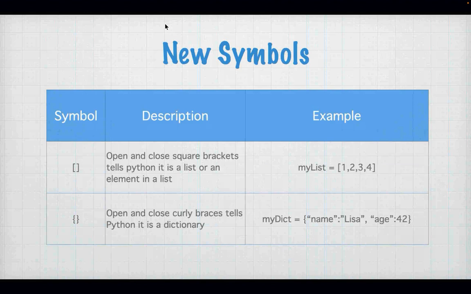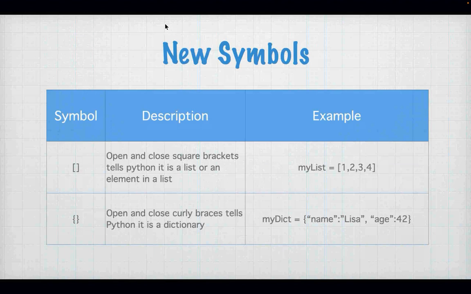So we have some new symbols. Well, the first symbol isn't new, but it is the symbol for a list. It's the open and close square brackets, and it tells Python that something about a list, either the whole list or an element in a list, is about to be read.